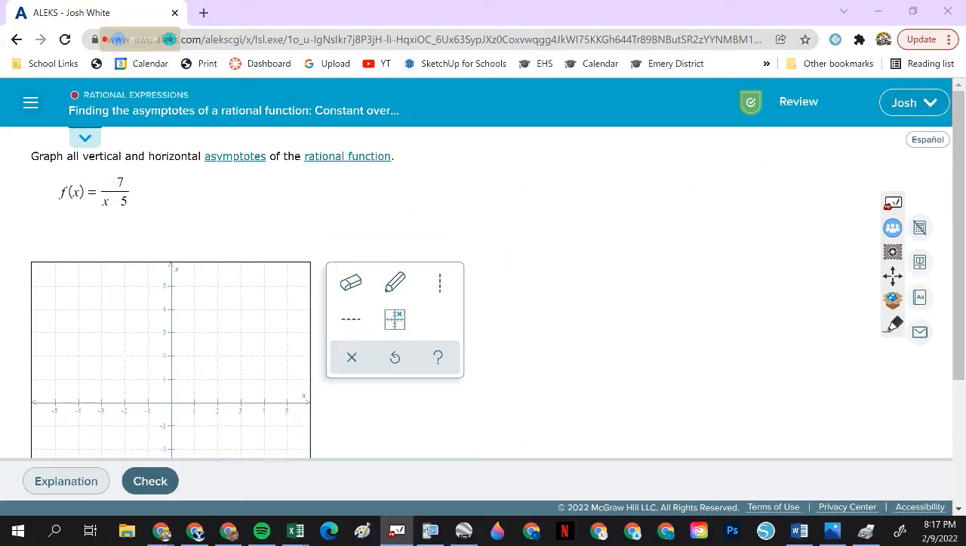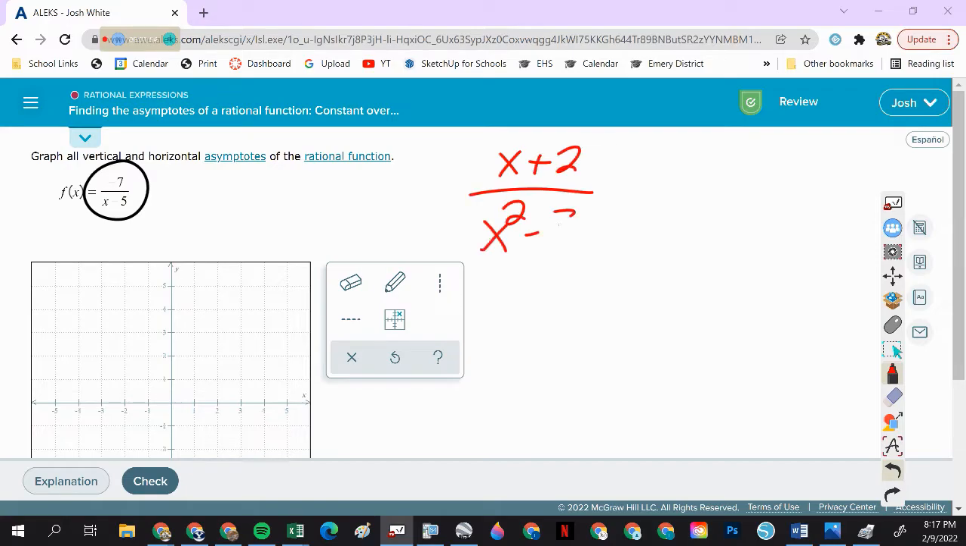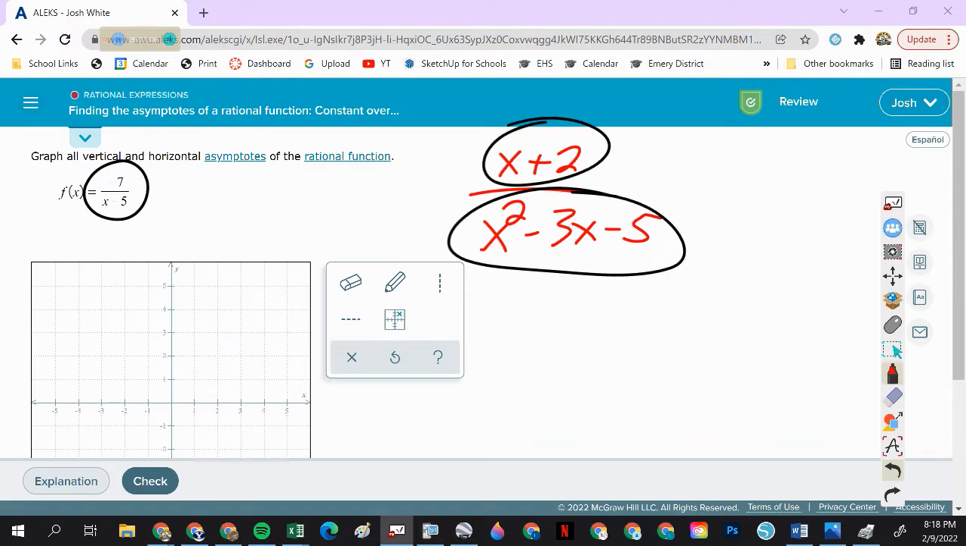So here we have a rational expression. Rational expressions are just fractions where the top is a polynomial and the bottom is a polynomial. So you could have a rational expression that was like (x + 2)/(x² - 3x - 5). So I have a linear equation on top and a quadratic equation on bottom. And they can be bigger than that. But today we're going to work on simple stuff.